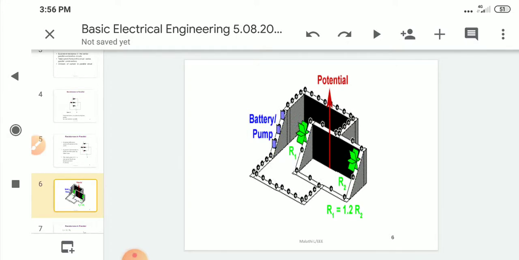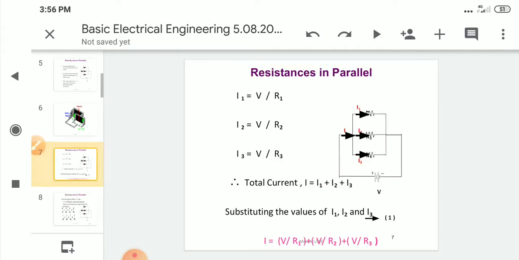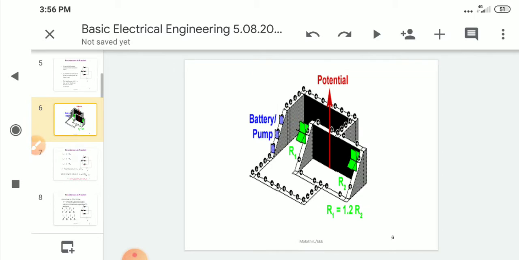Observe this figure. I1 is equal to V by R1, I2 is equal to V by R2, I3 is equal to V by R3. Total current I is equal to I1 plus I2 plus I3. Here R1, R2 and R3, the three resistances, are connected in parallel.